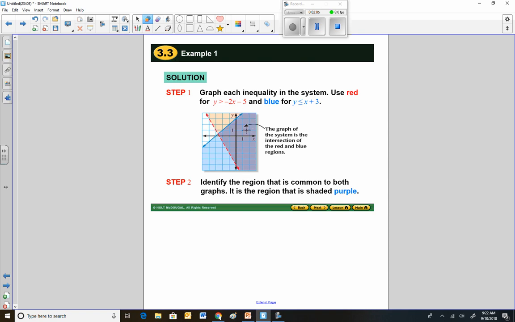Now, where they overlap looks like a purple color, right? That's actually where all the solutions are to the system of inequalities, because that's where they both have points in common. So I could use 1, 1, I could use 1, 2, I could use 2, 1, I could use negative 1, negative 1. Any point in this purple shaded region is a solution to this system of inequalities, okay?